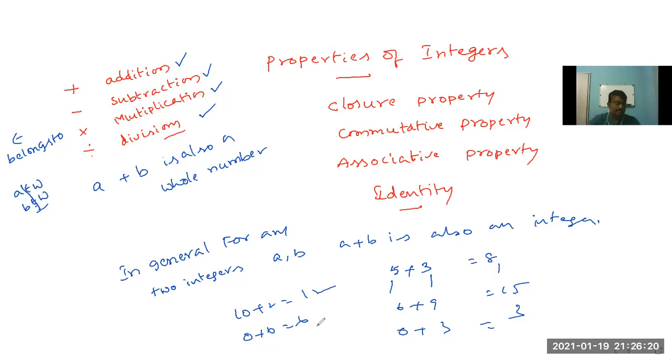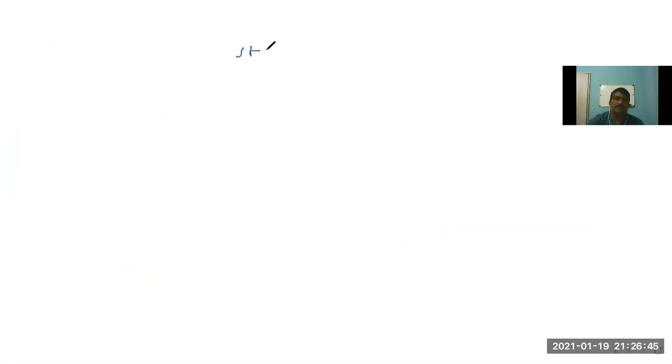Just like that, when we take integers, integers means whole numbers along with negative natural numbers. Am I right? Along with negative natural numbers, they are called integers. So here there is going to be a statement and this is going to be the conclusion.